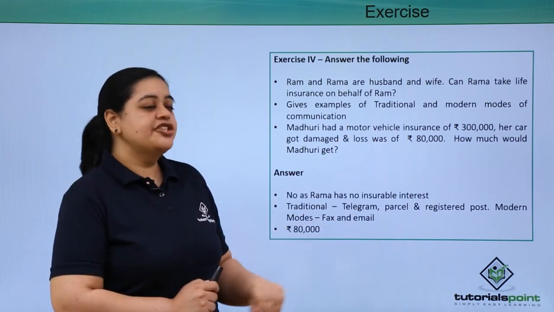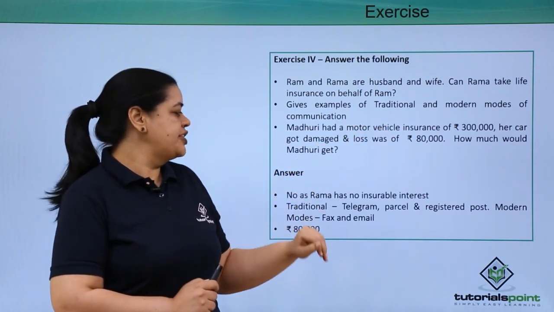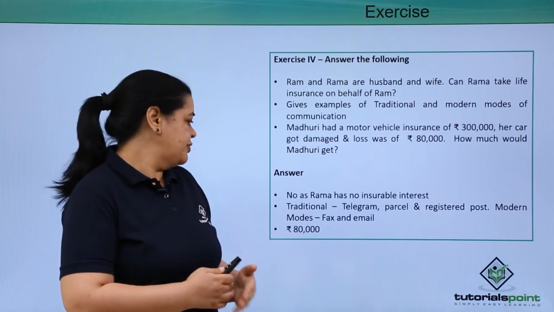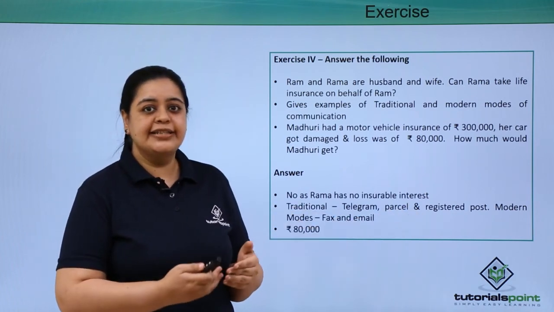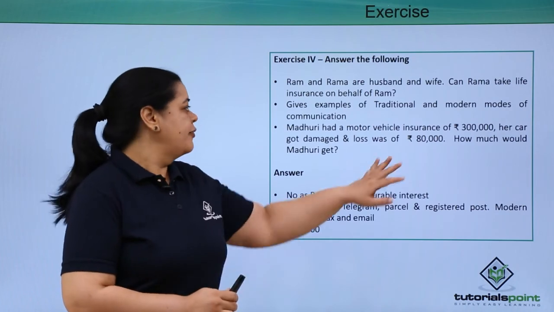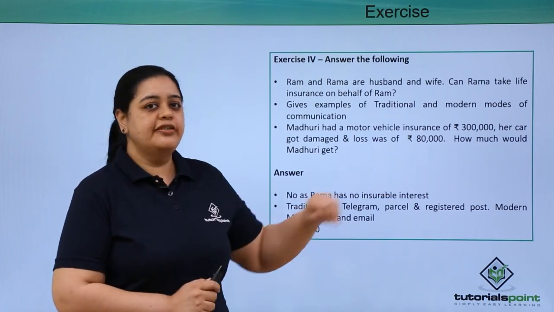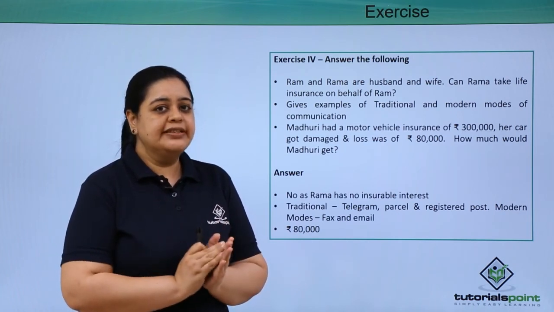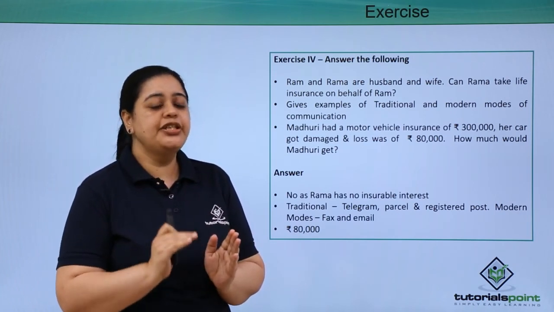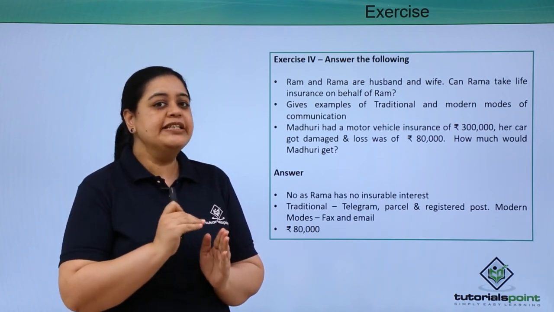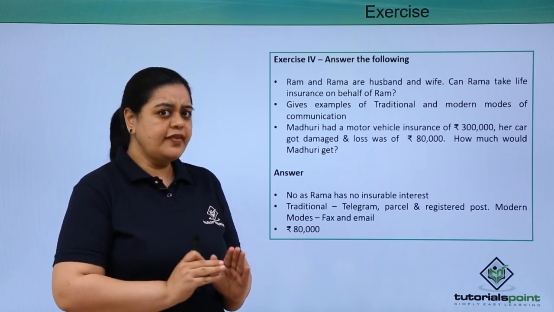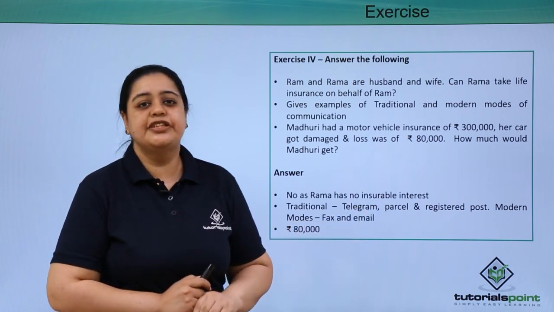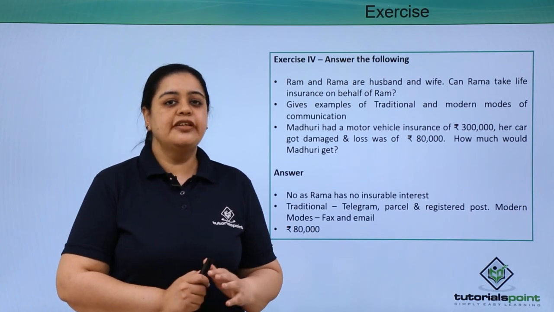Next, the traditional ways of communication were telegram, parcel, registered post and even speed post. The modern modes are fax and email, right? Now, when I was teaching you the insurance part, I told you that the loss compensated would be to the extent of the actual amount of loss suffered by the insured. So the insurer is going to pay Madhuri only 80,000 rupees. This brings us to the end of the chapter.